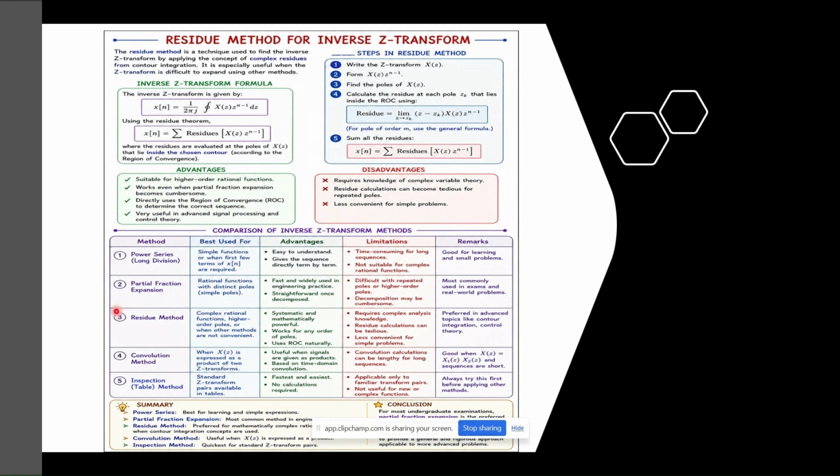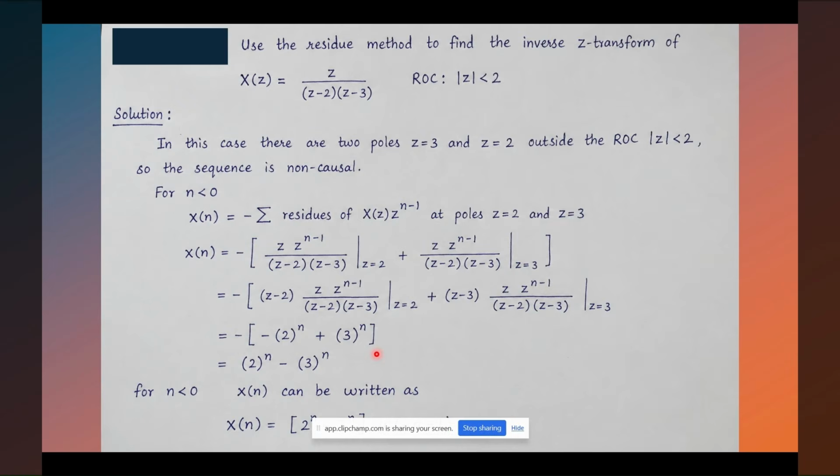We have already seen the power series and partial fraction methods. The residue method is mainly useful when the function is complex, whereas partial fraction is the commonly used method. The power series method is used only for small problems, and it is good for educational purposes. The convolution method is quite good when X of z appears as a product. So this is the basic view of the importance of the residue method when compared with other methods.